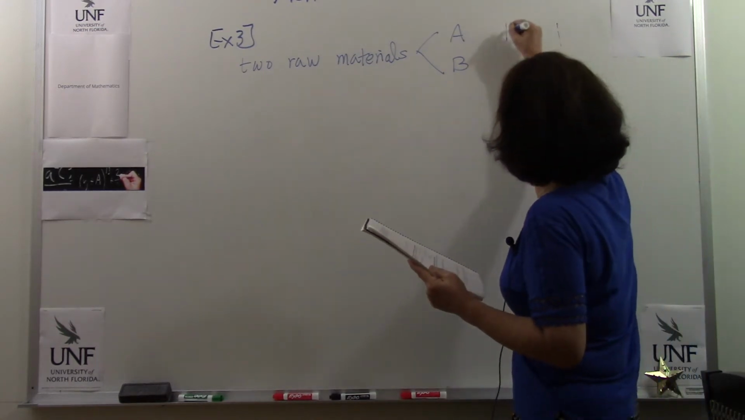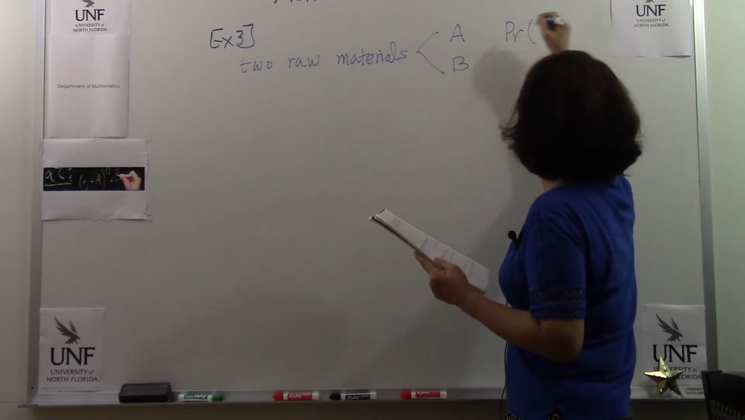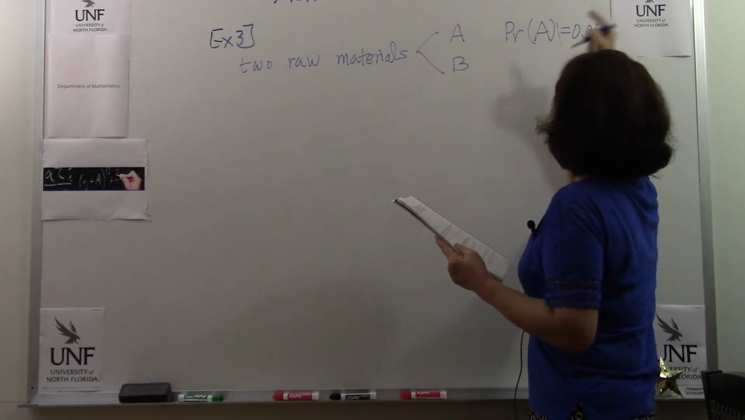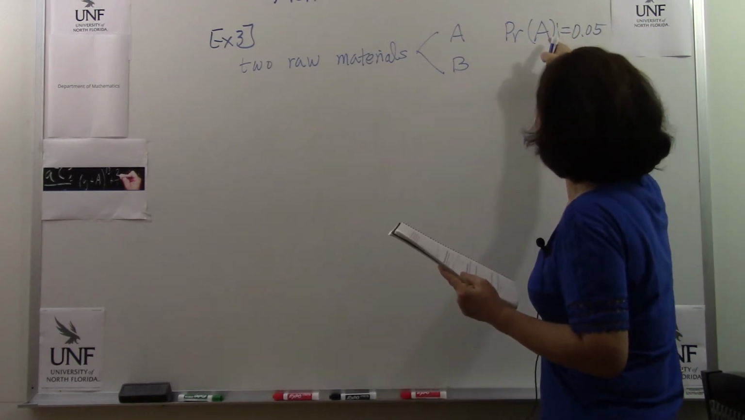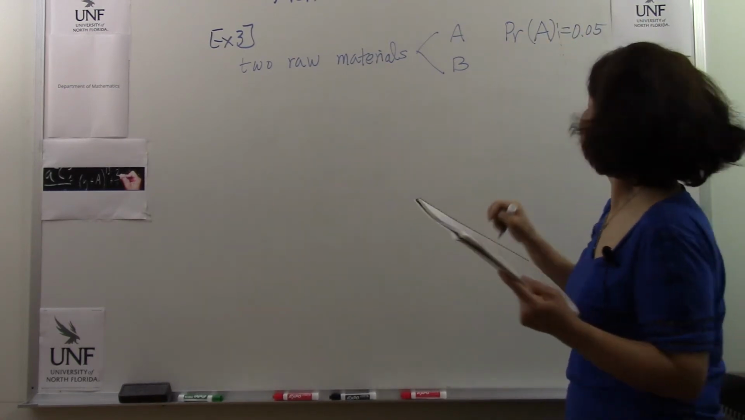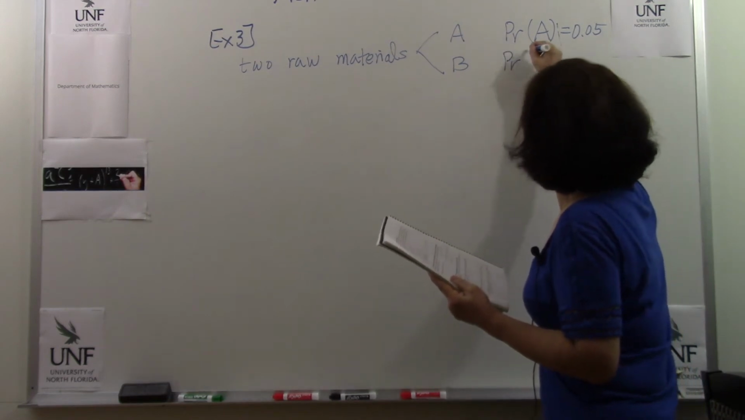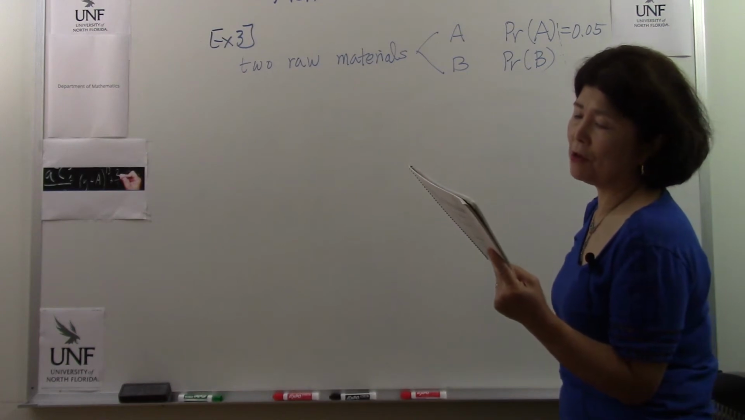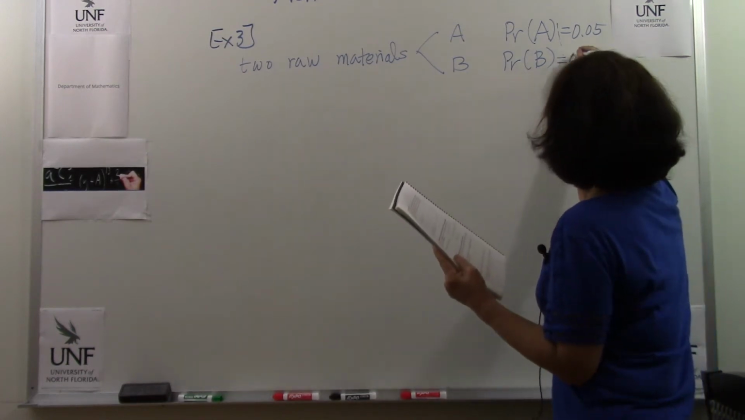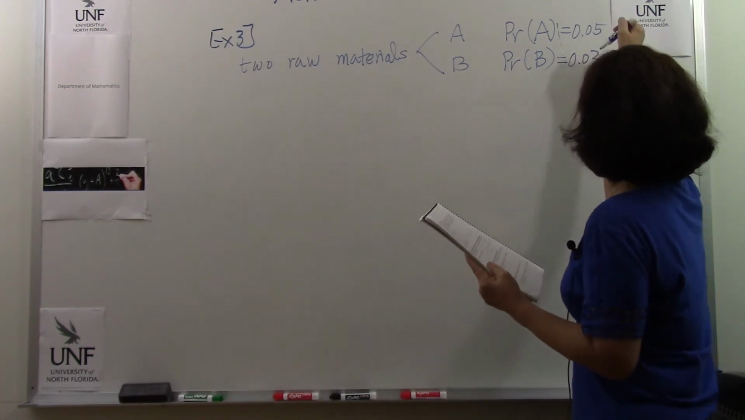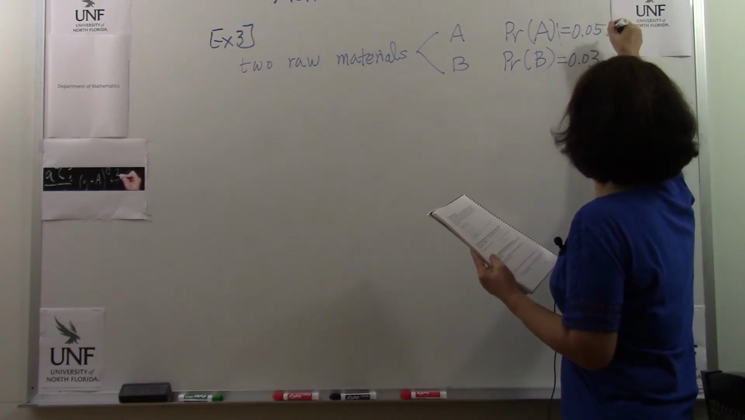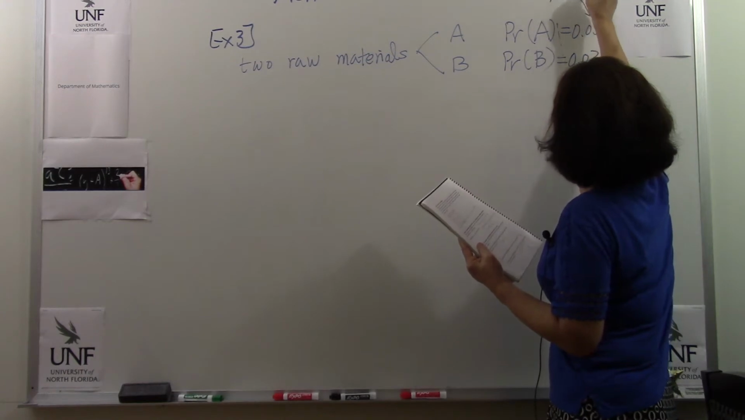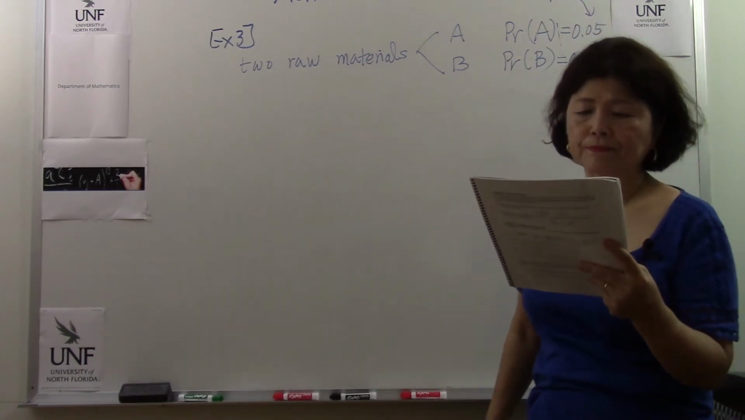So I'm going to put it this way. Not having enough is 0.05. So this A means not having enough, okay? And on the other hand, raw material B also sometimes causes a problem, that is 0.03. So this one is not a good one, okay? So this is problematic. Those are the problems they have.